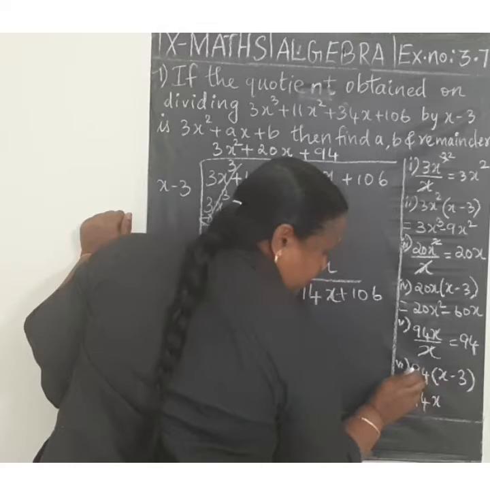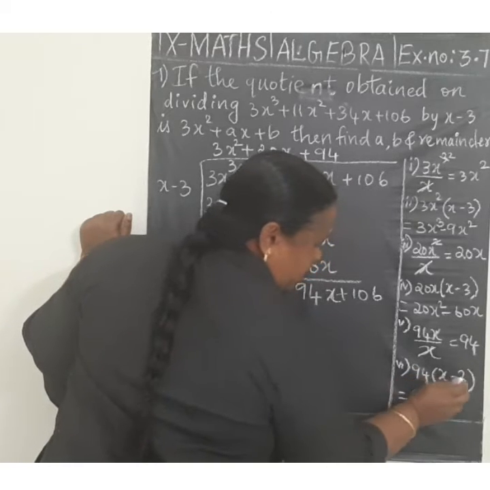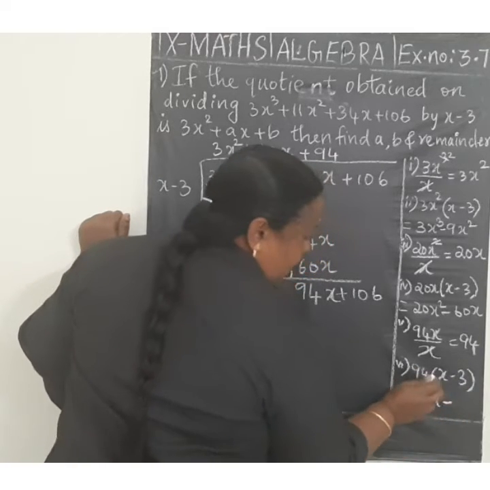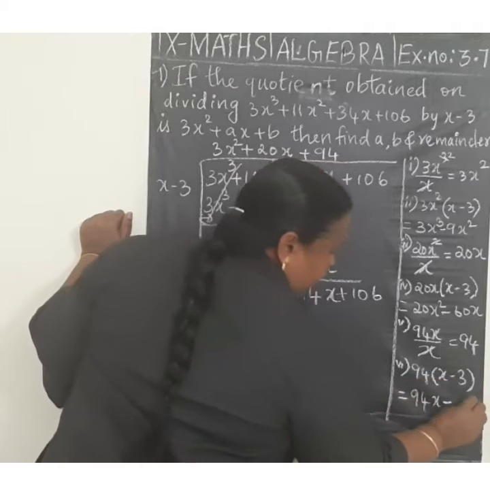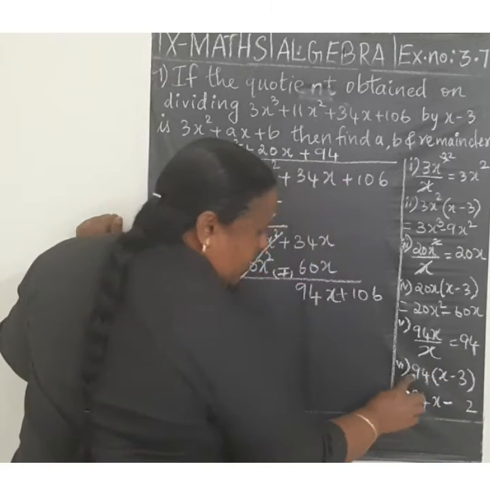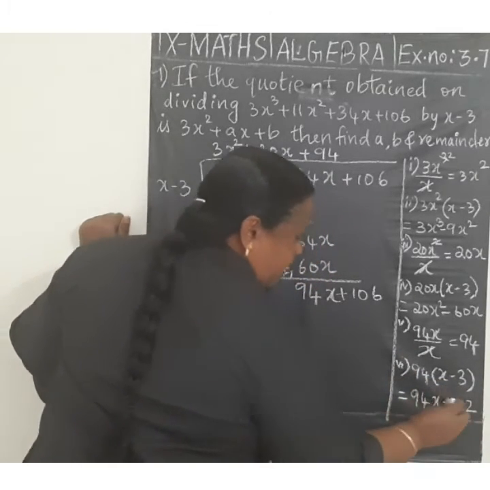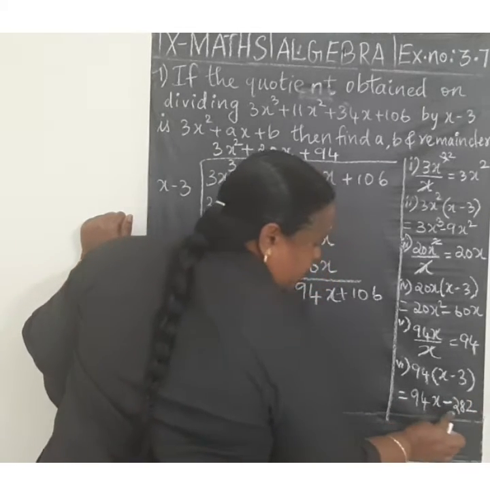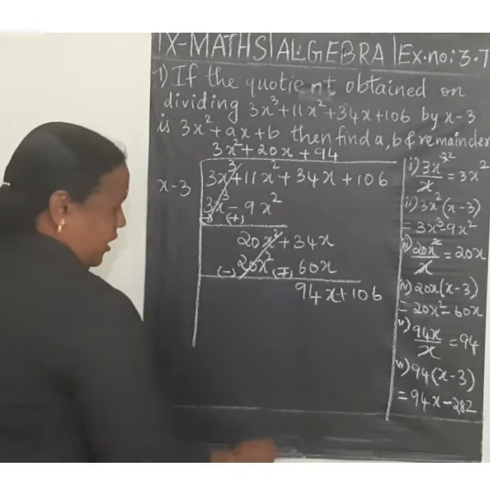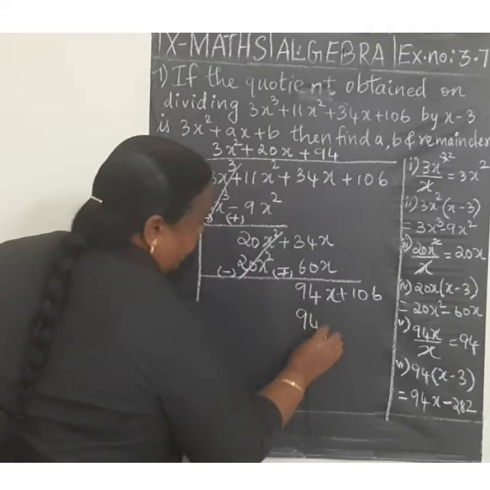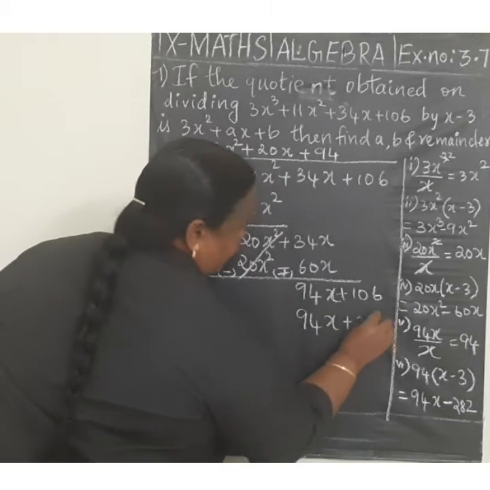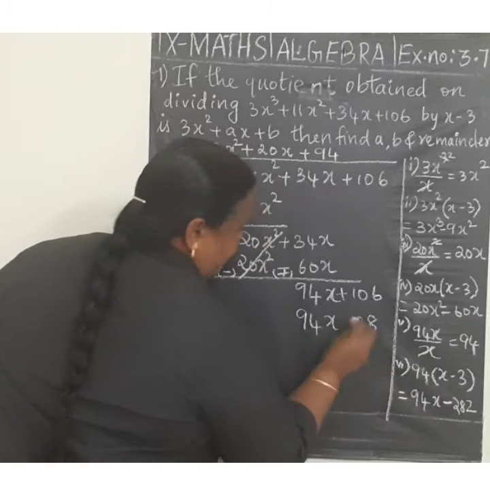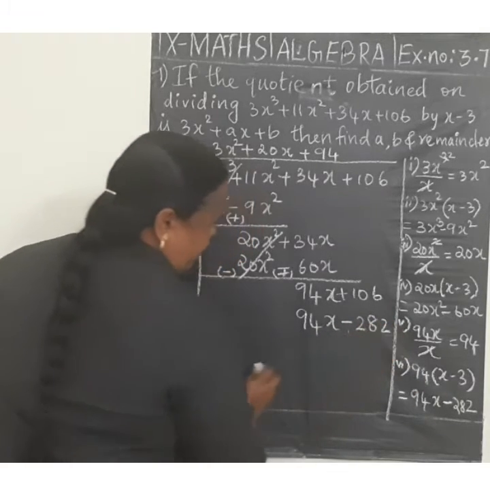94x. Here is a plus sign and here is a minus sign, so plus into minus is minus: 94 into 3. 4 3s are 12, 2 balance 1, 9 3s are 27, 27 plus 1 is 28. So 94x minus 282. Here 94x plus, and here minus sign, so minus 282.